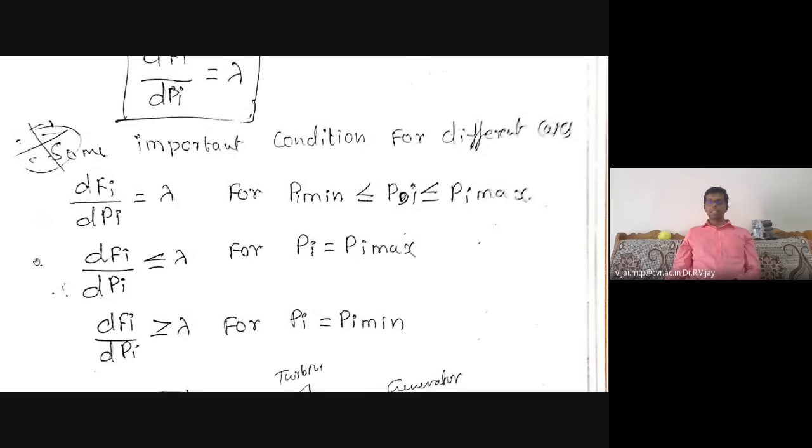So these are the 3 optimality conditions you need to derive for the economic load dispatch of n thermal generating units without considering the transmission network losses.